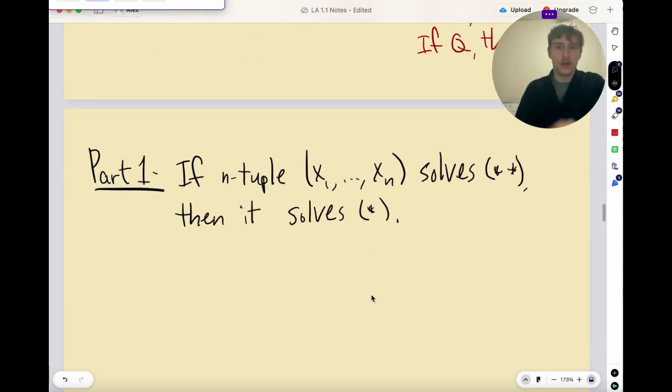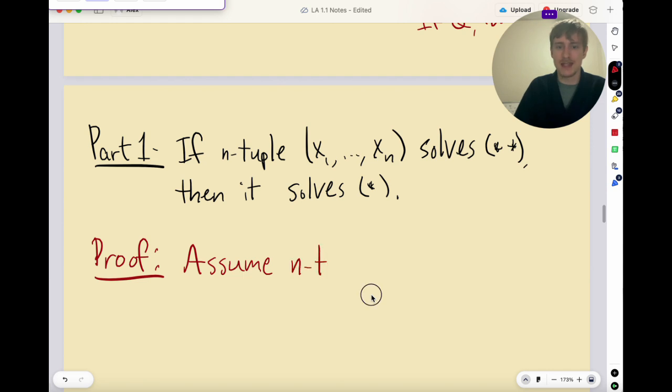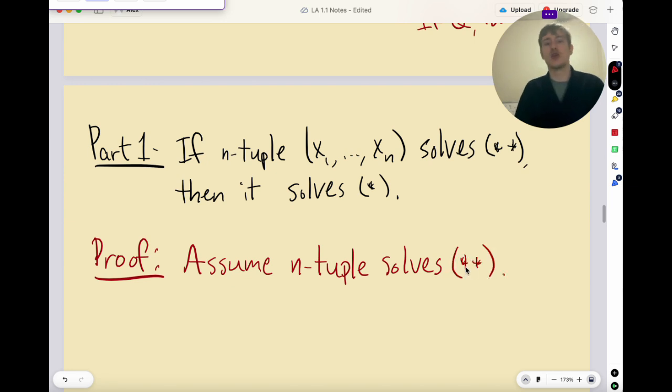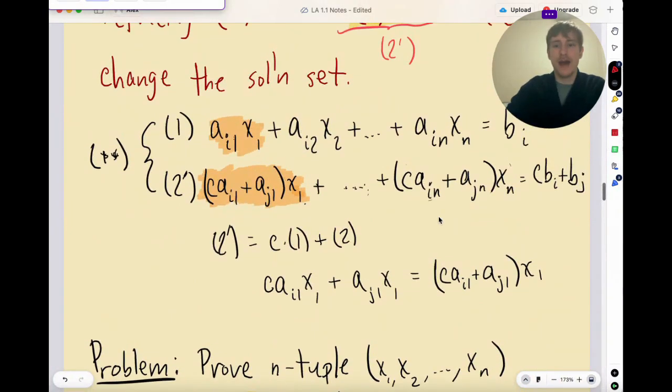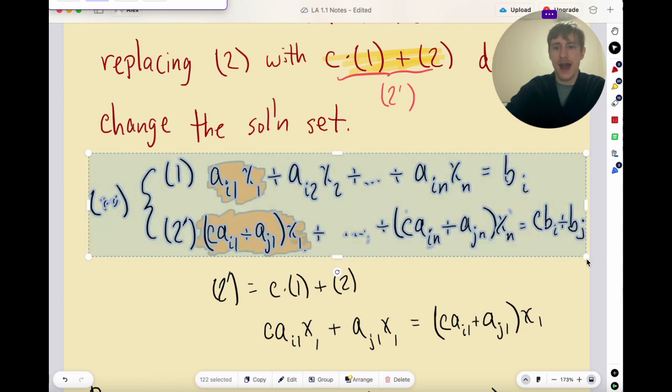Well, as in most proofs, if you're doing it directly, I will write proof, because we're actually going to start the proof now. We're going to assume the n-tuple solves double star. And then we're going to somehow show that it solves star. What does it mean that the n-tuple solves double star? Well, let's look back at what double star was. And I'm not writing that again, so we're just going to copy that.